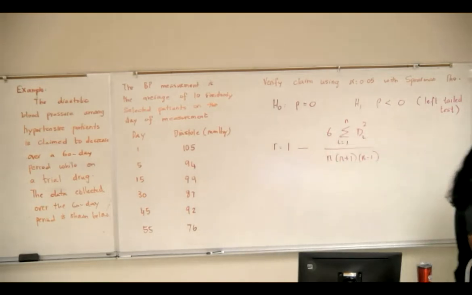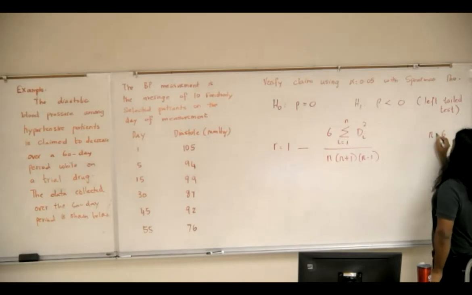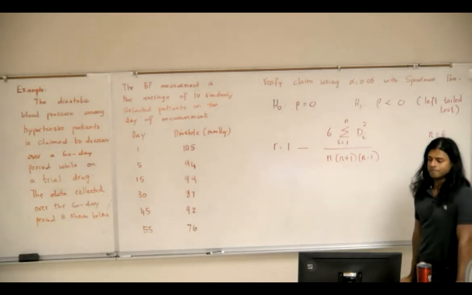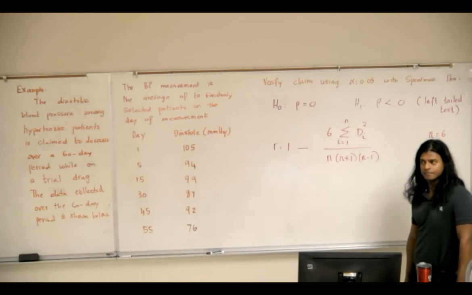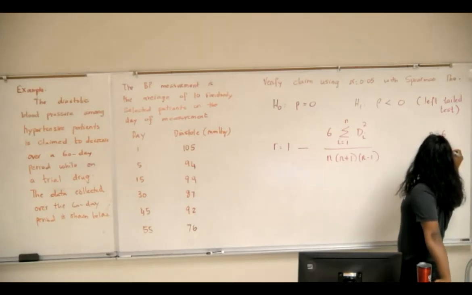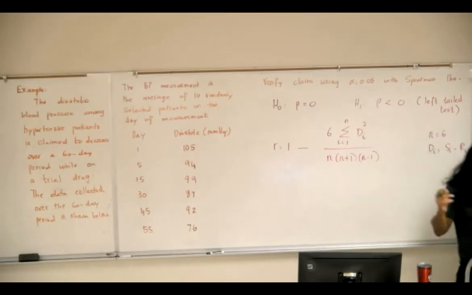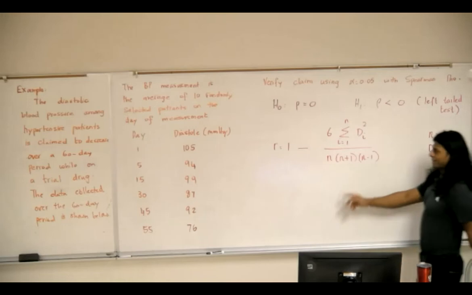r equals 1 minus 6 times the sum of d_i squared, divided by n times n squared minus 1. Here n is 6. What is d_i? It is s_i minus r_i. Well, what is s_i? What is r_i? The rank of each observation.